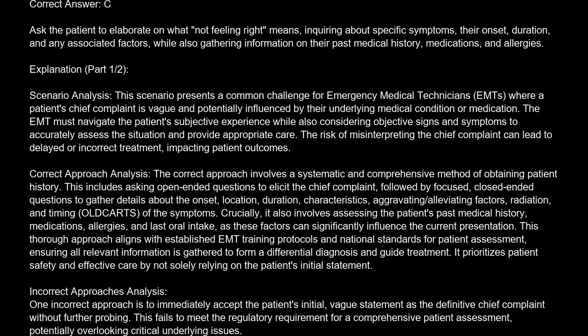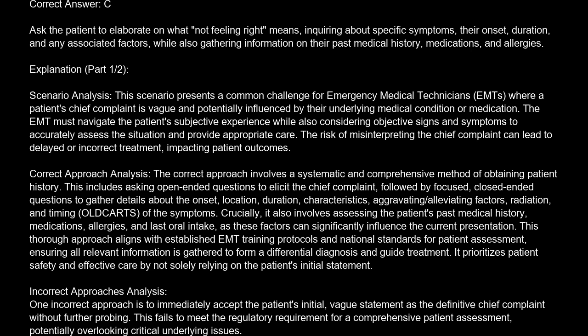Correct approach analysis. The correct approach involves a systematic and comprehensive method of obtaining patient history. This includes asking open-ended questions to elicit the chief complaint, followed by focused, closed-ended questions to gather details about the onset, location, duration, characteristics, aggravating/alleviating factors, radiation and timing, or OLD CARTS, of the symptoms. Crucially, it also involves assessing the patient's past medical history, medications, allergies, and last oral intake, as these factors can significantly influence the current presentation.